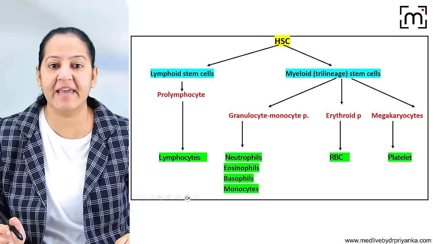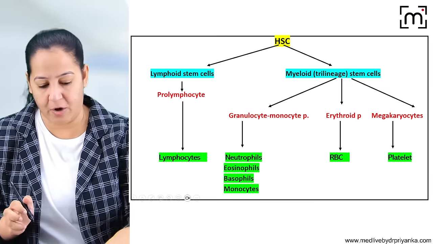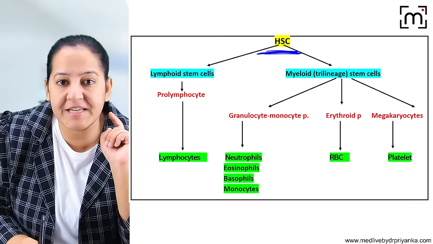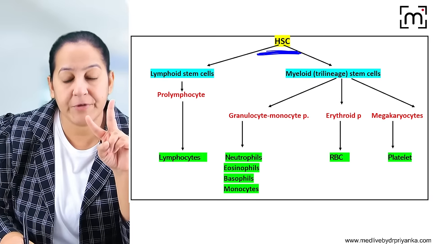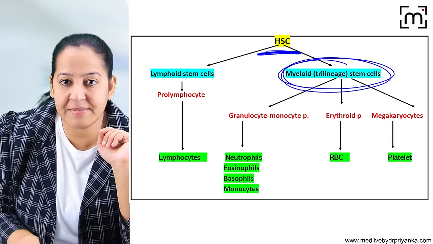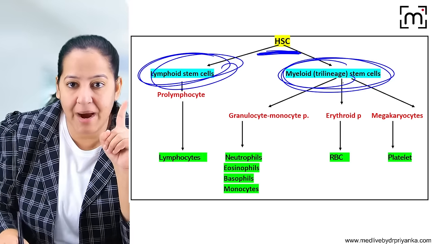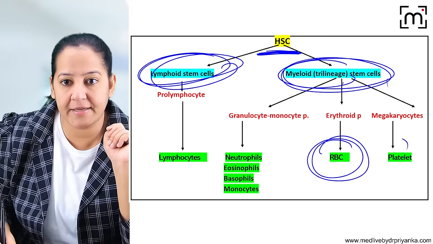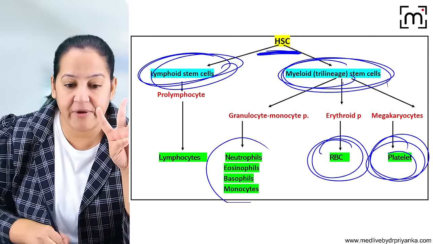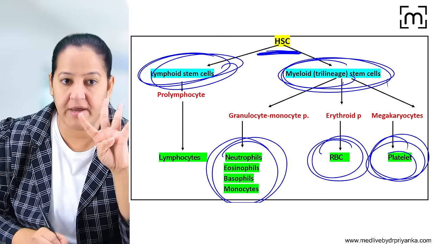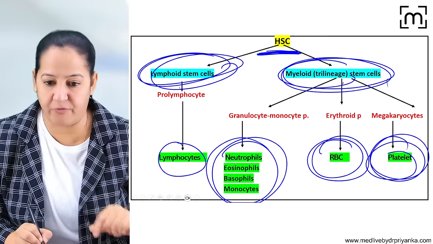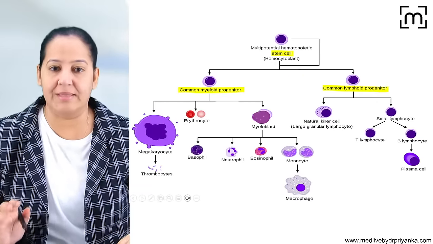So you can see, this is the thing I taught you till now. This is the hematopoietic stem cell. It gives rise to two stem cells, the myeloid stem cell and the lymphoid stem cell. The myeloid stem cell gives rise to RBCs, platelets, and four WBCs out of five. And the lymphocytes arise from the lymphoid stem cell. The same is shown to you in this figure also.